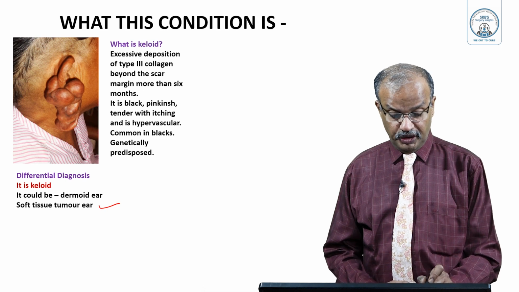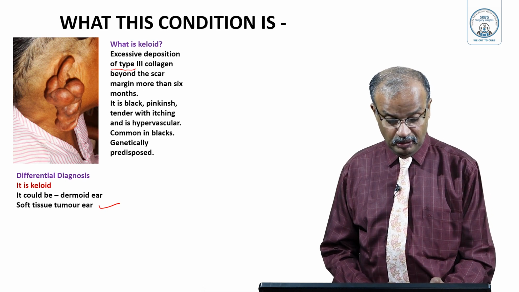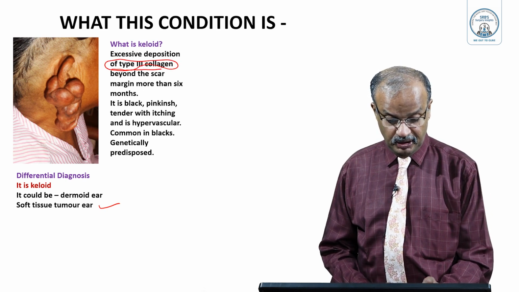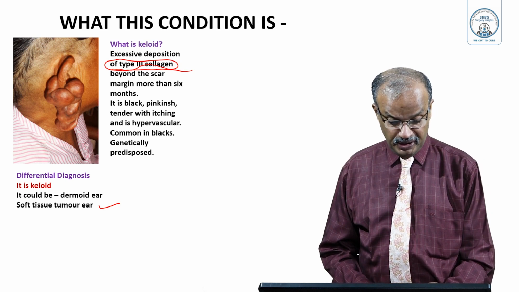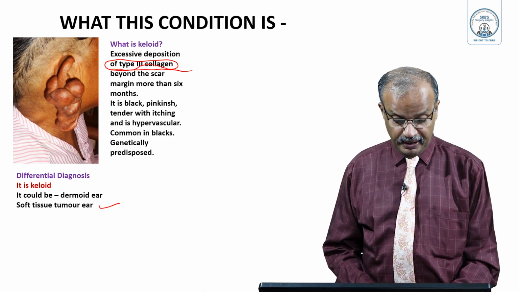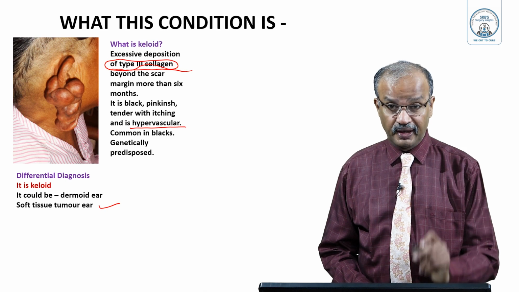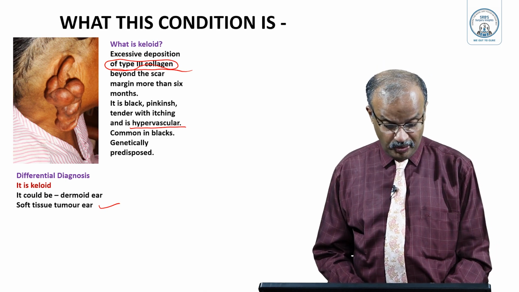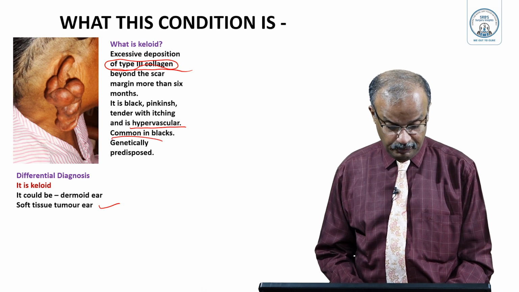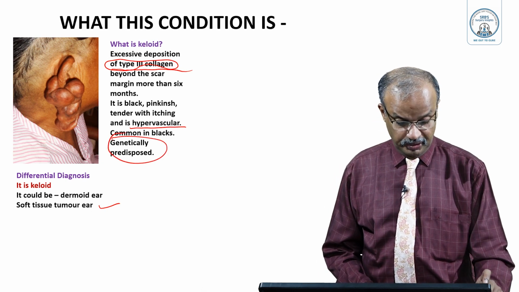It is an exuberant deposition of type 3 collagen. This is important. Remember, it's an MCQ question. Type 3 collagen. Beyond the ear margin, more than 6 months. It is black or pinkish, tender with itching, and is hypervascular, unlike hypertrophic scar, which is less vascular or avascular. Common in blacks, genetically predisposed. That point also you have to remember.